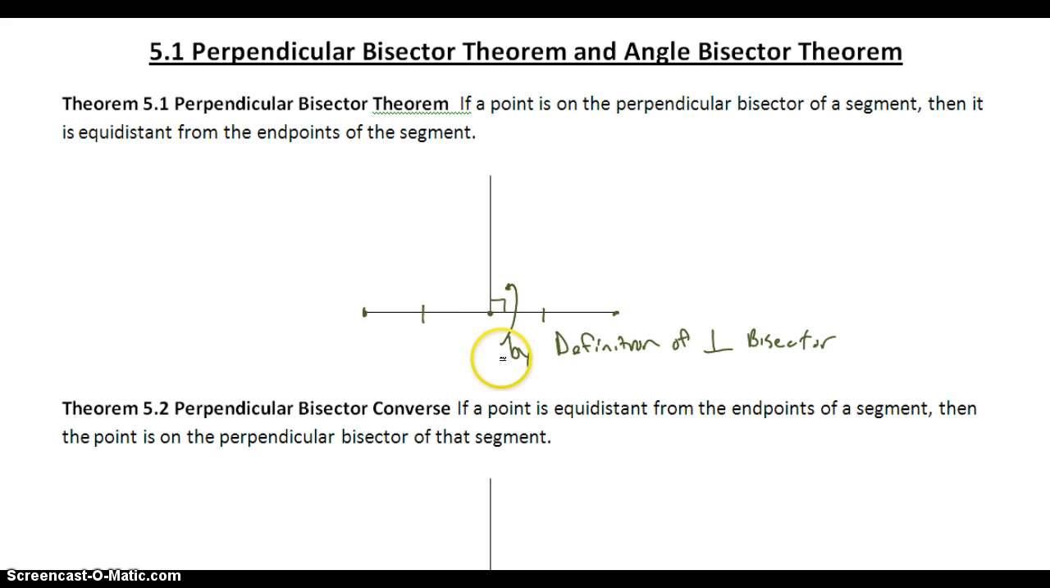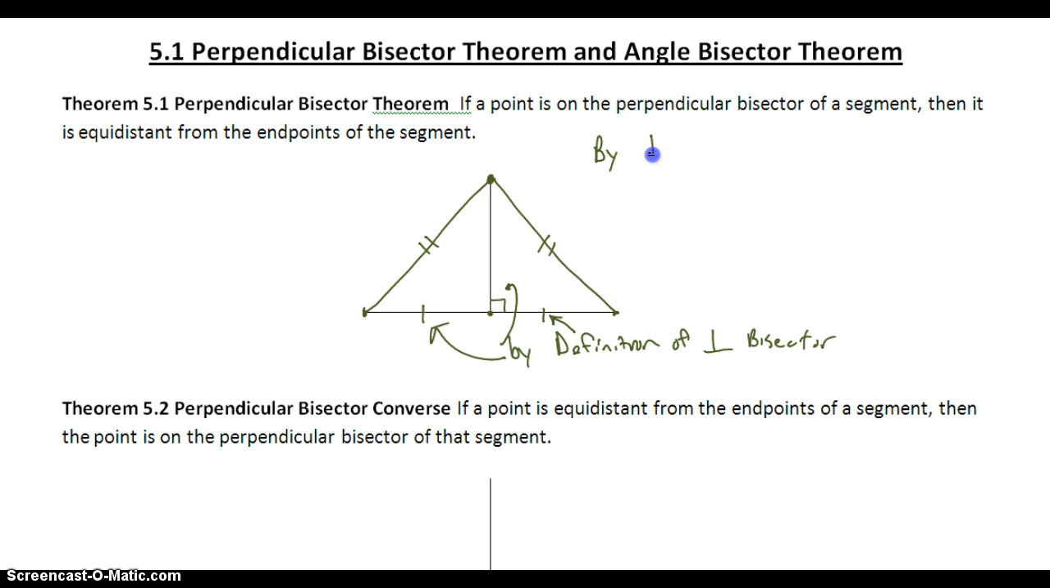We know that we have perpendicular segments and the segment is bisected. The second part of the theorem says then that point is equidistant from the endpoints of the segment. So if we have a point up here on the perpendicular bisector, it is equidistant to either endpoint. Equidistant means congruent.